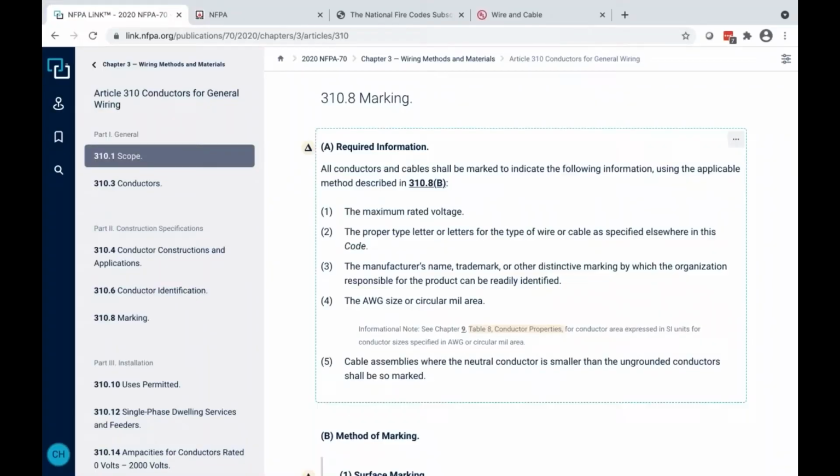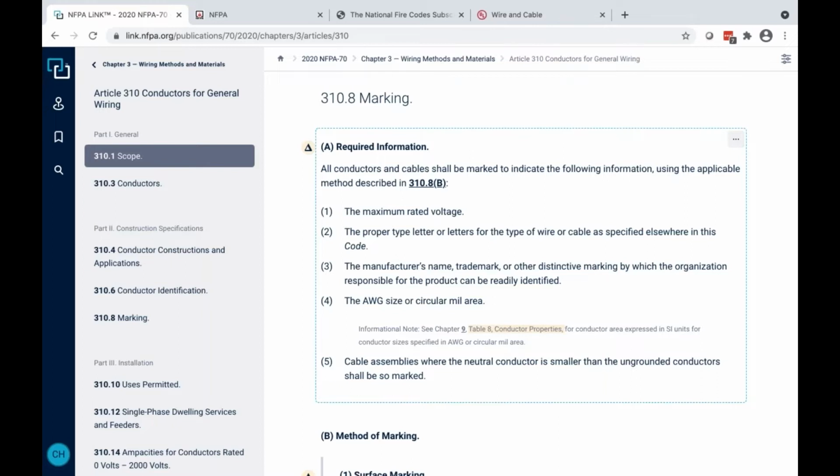is 310.8. And these are our basic marking requirements for conductors and cables. And we'll look at examples of these as well. All conductors and cables shall be marked to indicate the following information, and it gives us 5 different things that we have to mark on the cable, that manufacturers have to mark on the cable. And this is what installers and inspectors are going to be looking for.